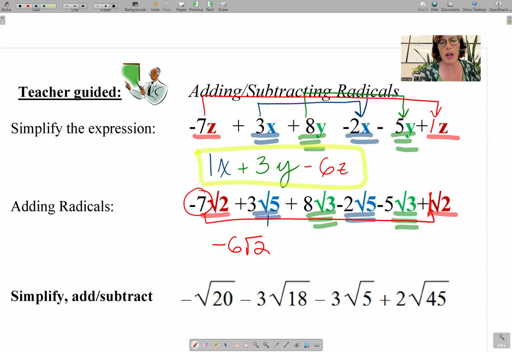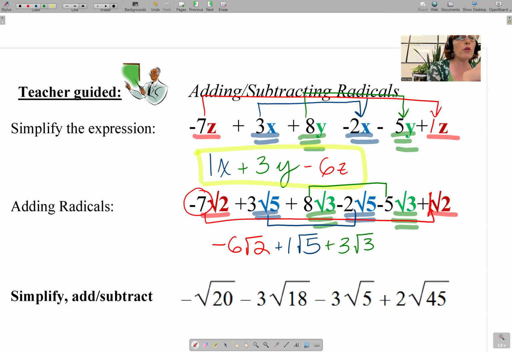And then I do my root 5's. That's 3 minus 2. That's going to be plus 1 root 5. Then I do 8 minus 5. That's going to be plus 3 root 3. I could have rearranged that order any way I chose to. I could have easily done root 5 plus 3 root 3 minus 6 root 2. That's fine too.